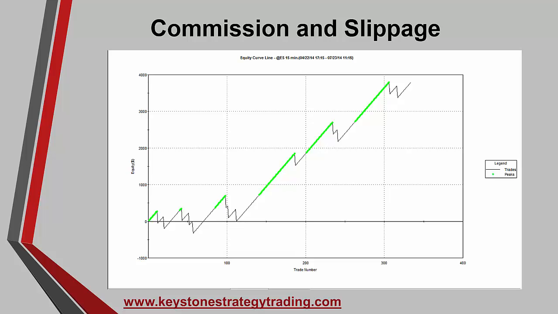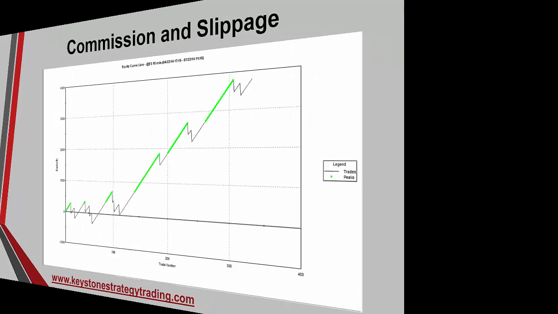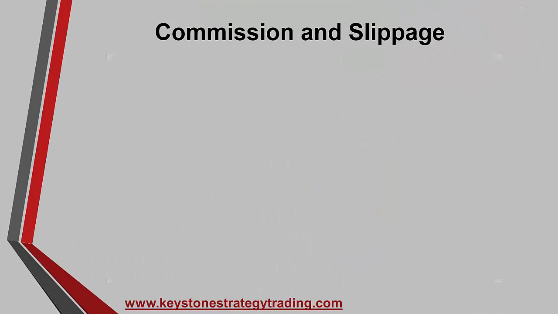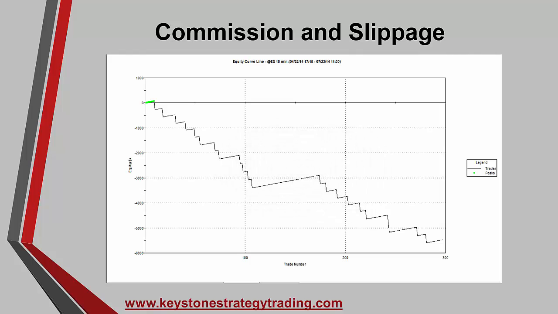So on the second chart, I added the commission and slippage. And here you can see that that strategy quickly turned around from looking like a really great strategy to one that is a very poor strategy. So be very careful to make sure that you put in your commission and slippage prior to doing any kind of optimizations.